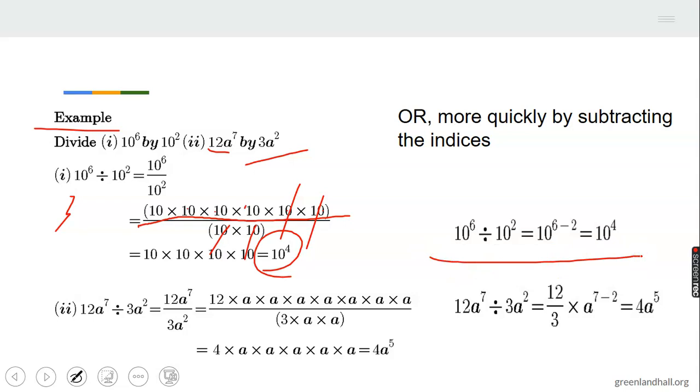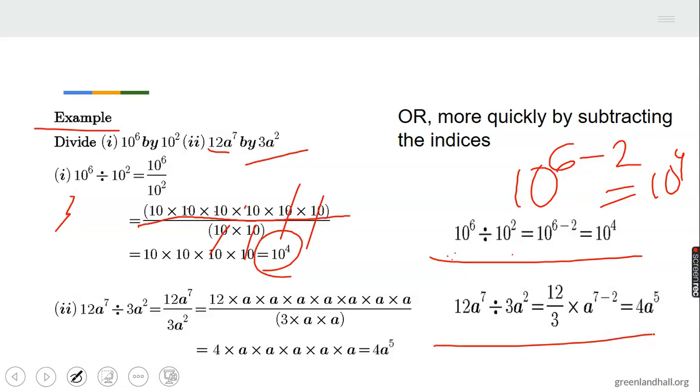Or, look, when you have 10, make sure those numbers are the same so that it can be easy. Now, 10 raised to the power 6 minus 2 equals 10 raised to the power 4. Since they are the same, just take one of the numbers and subtract their powers. The same thing applies here.